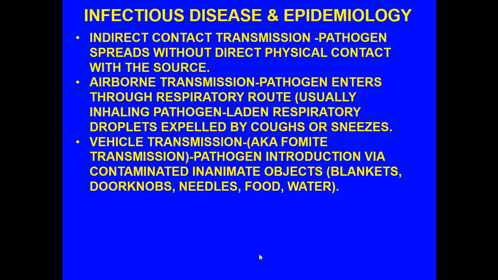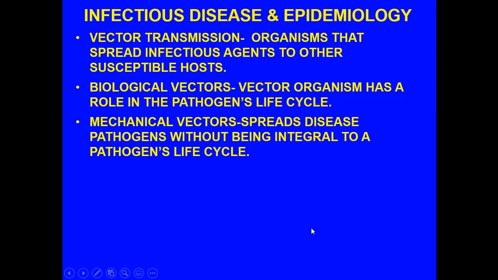Now, vehicle transmission. This is also known as fomite transmission. This is the pathogen is introduced via contaminated inanimate objects. Okay, this could be doorknobs, door panels, blankets, needles, food, water. Wherever the contamination went to these particular items, the person then comes in contact with the items, and that's how they pick up the pathogen. Now, when I talk about vector transmission, I've mentioned this before. These are organisms that spread infectious agents to other susceptible hosts.